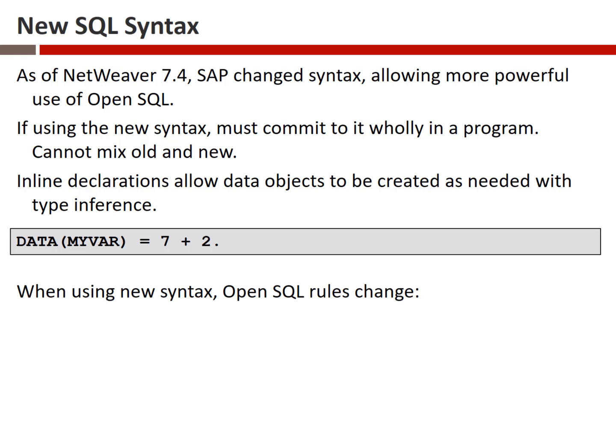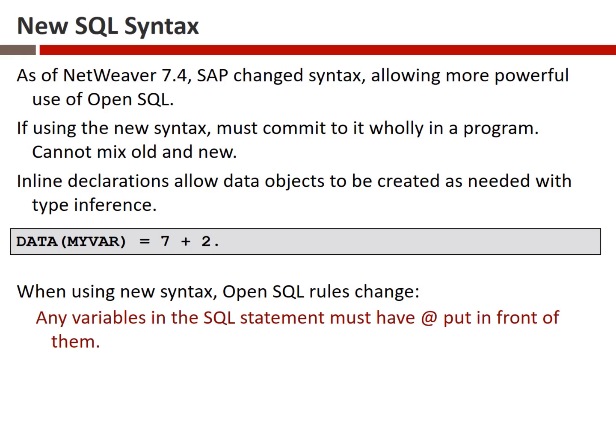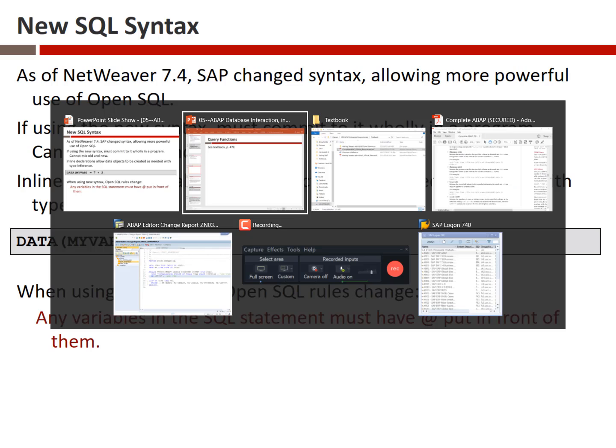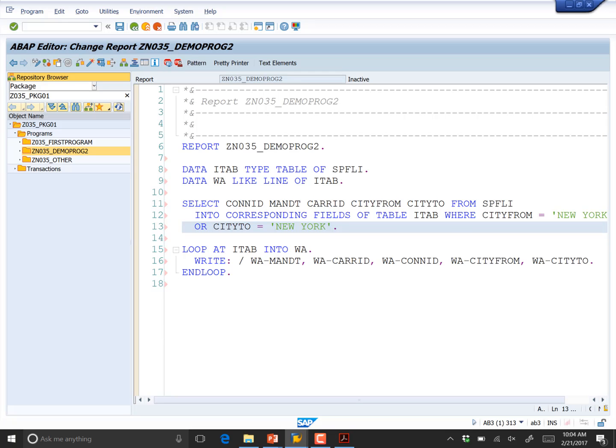What are those other syntactic elements? Well, for example, if I have a variable in my SQL statement, I have to put an @ symbol in front of it. So for example, if we go back to this program that we were playing around with a moment ago, you'll notice I put where city from equals New York and city to equals New York.